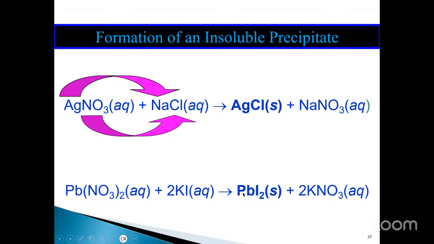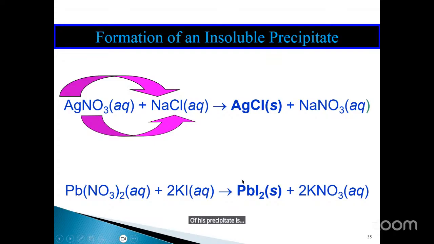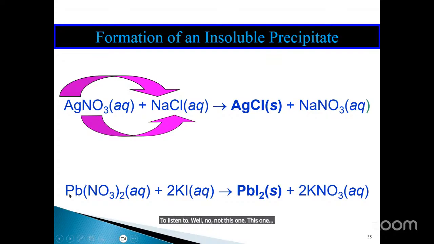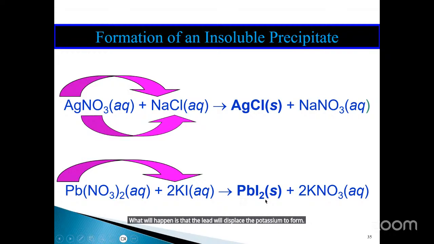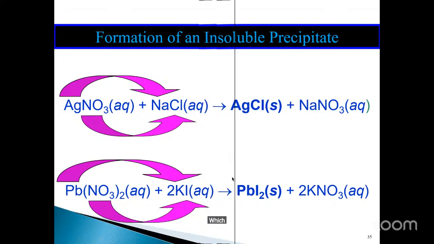And again, you're going to end up with a precipitate here. Now, the color of this precipitate is yellow. These two solutions, by the way, are clear, colorless and clear. Well, no, not this one. This one has, I think, a kind of pale yellow color. But in any case, what will happen is that the lead will displace the potassium to form the lead iodide, which would be the precipitate that you visibly see being formed out of solution. And then the nitrate is going to combine or displace the iodide to form potassium nitrate, and that will remain in solution. So these are examples of precipitation reactions, which are, of course, double displacement reactions.